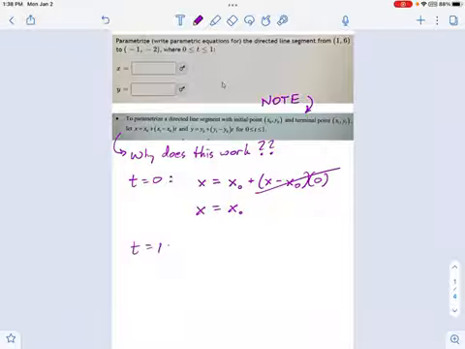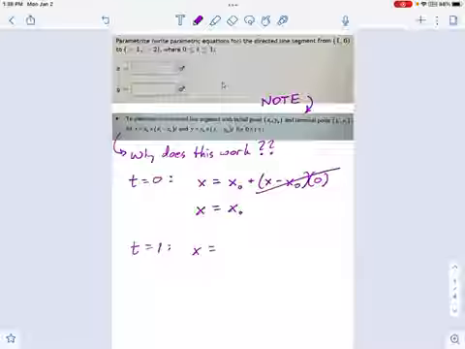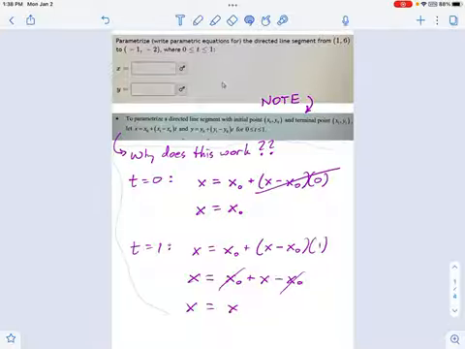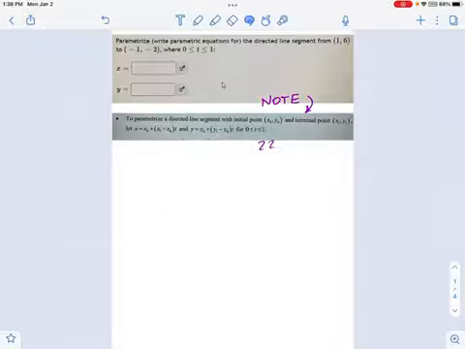Okay, how about t equals 1? Let's see about this one. Now x equals x naught plus x minus x naught times 1. Or in other words, x equals x naught plus x minus x naught. Now the x naughts cancel out, so you just get x equals x. So it's really a very, very basic equation. Let's get rid of all this, and we'll go on to the actual solving of this problem.